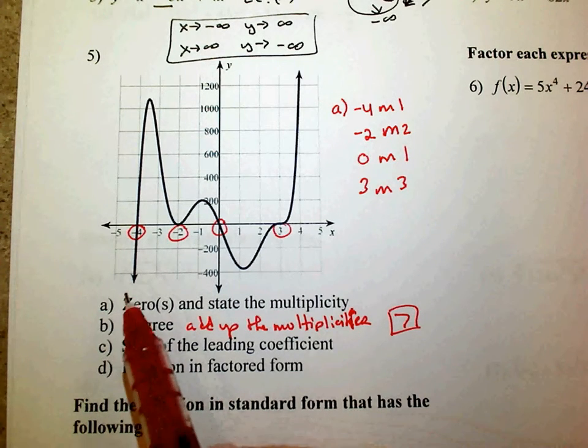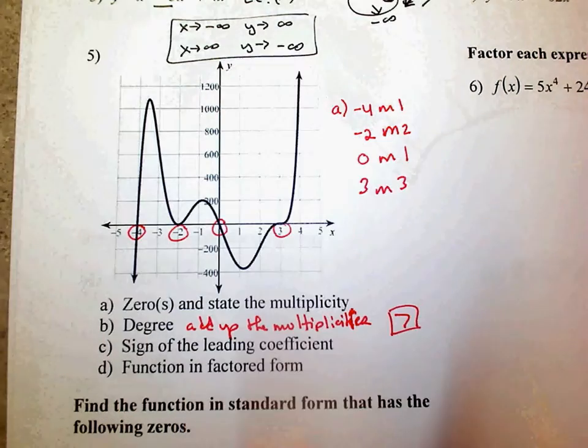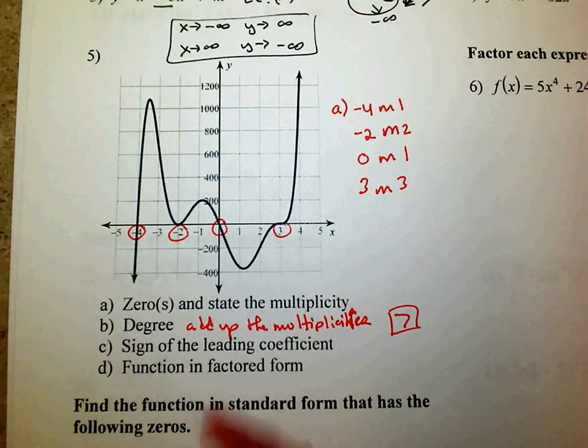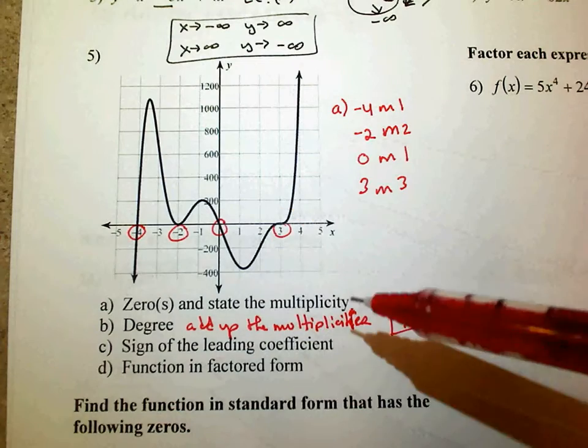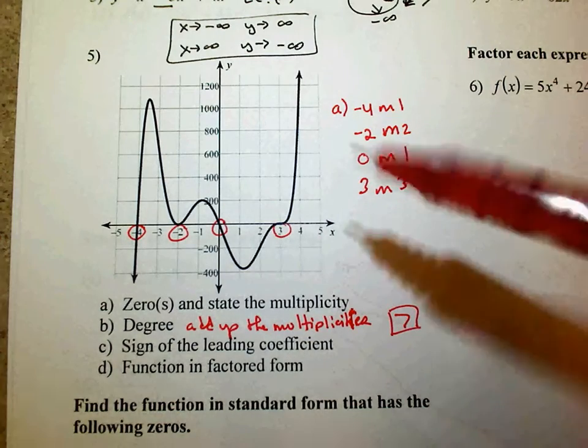See how it started below and ended up there? Okay, so it was an odd function already. If they were both up, I would say even. If they were both down, I would say even. If they're in opposite directions, it's got to be odd. 7 matches that.